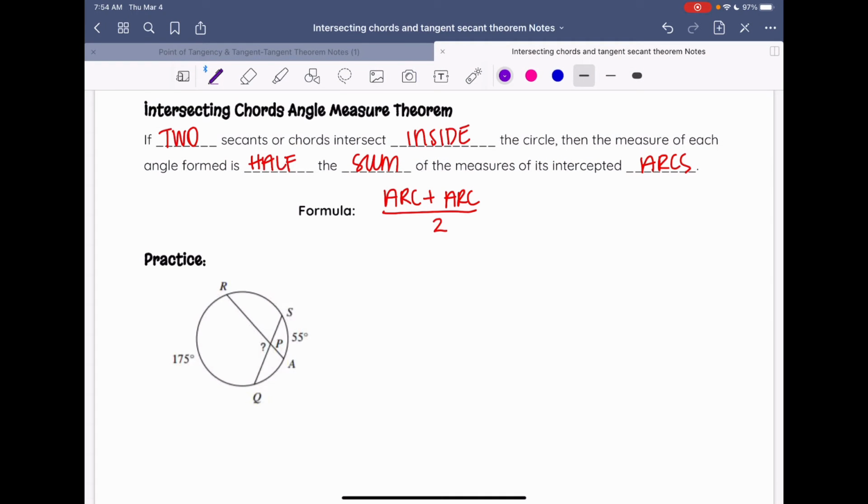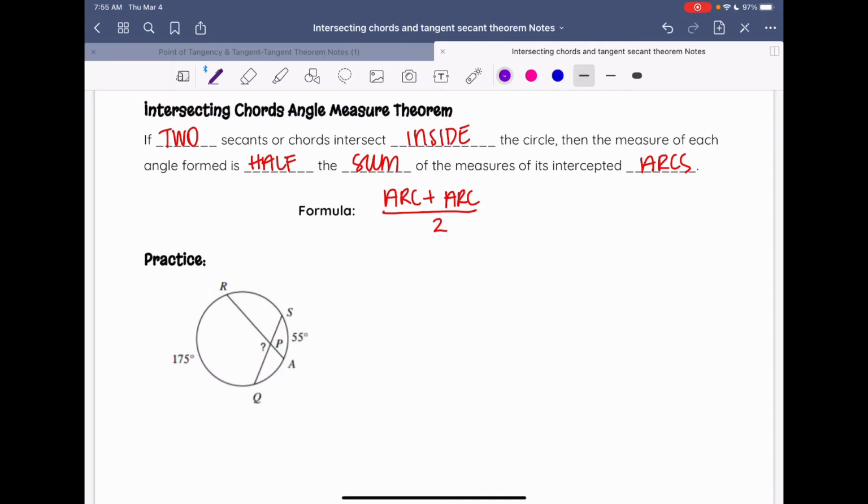Hey friends, so here's a quick review about intersecting chords with an angle measure. If two secants or chords intersect inside our circle, then the measure of each angle is half the sum of the measure of its intercepted arcs. In basic terms, all that means is if we have two segments that cross inside of our circle, we're going to add their two intercepting arc measures and then divide by 2. That's the half of the sum part.